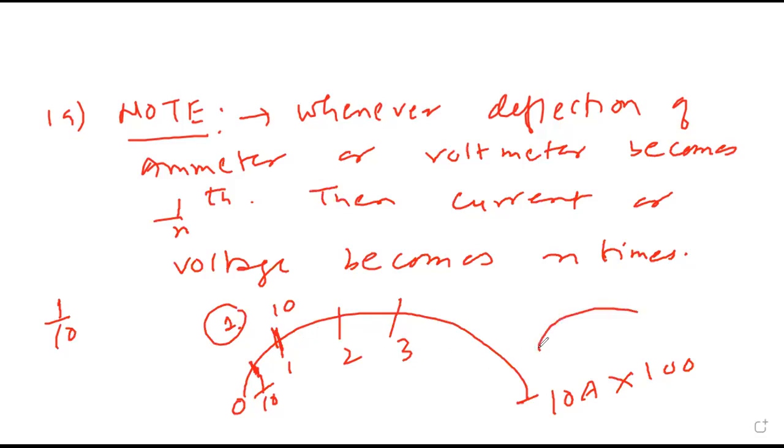Not followed. Suppose 0, 1, 2, 3, 4, 5. 1 ampere is 1. Then deflection becomes half. So 1 is measured by half division. Then 1 will measure 2. Yes, sir. So whenever deflection is becoming 1 by nth, remember, the current or voltage will become n times. Copy this note, then that sum will become easier.